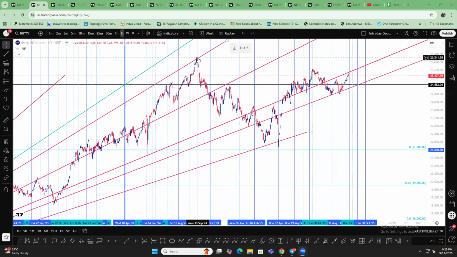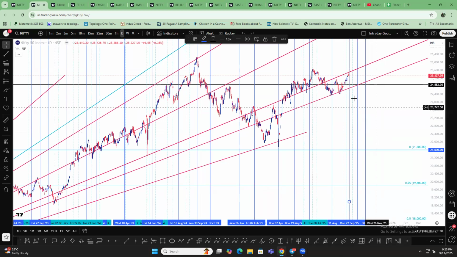See, after this top, 1, 2, 3 cycles passed gives us a beautiful bottom, right? And from this bottom, 1, 2, 3, these are major cycles passed, and we are standing here on this date of 22nd September, right? So this is a very important date for the markets.